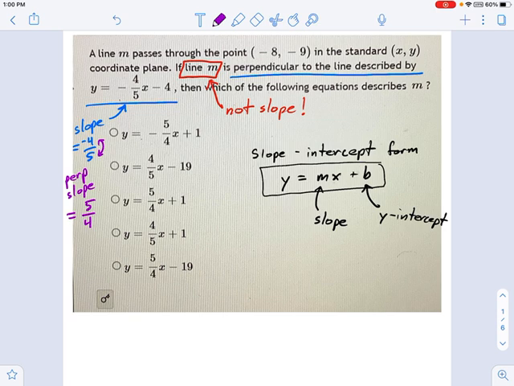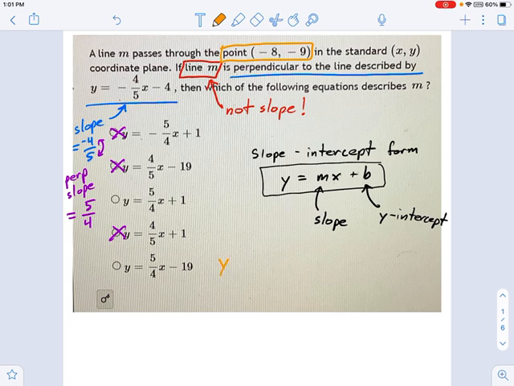So if I'm looking for a slope of 5/4, that means I can rule out this one, and this one. I've only got two options left: a +1 y-intercept or a -19 y-intercept. And to sort out which one it really is, you have to use this final piece of information here: the fact that the line M passes through the point (-8, -9). And anytime you see the phrase "passes through the point," that's code for plug that point into your equation.